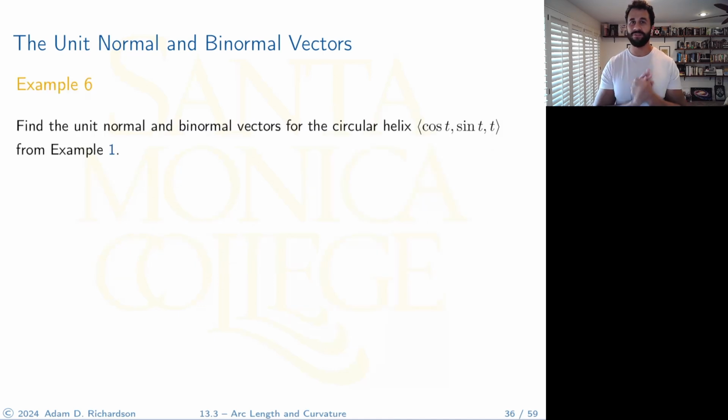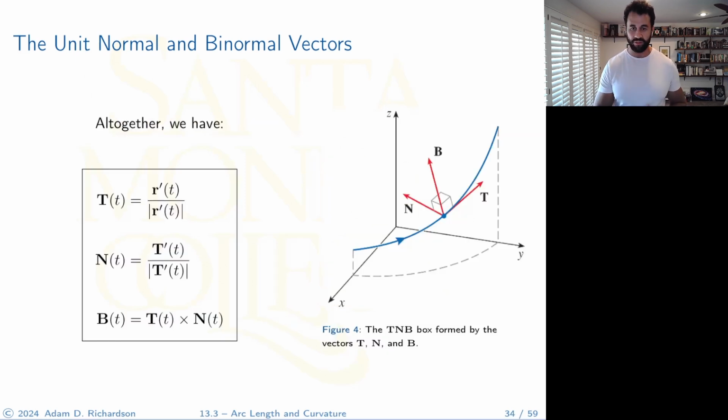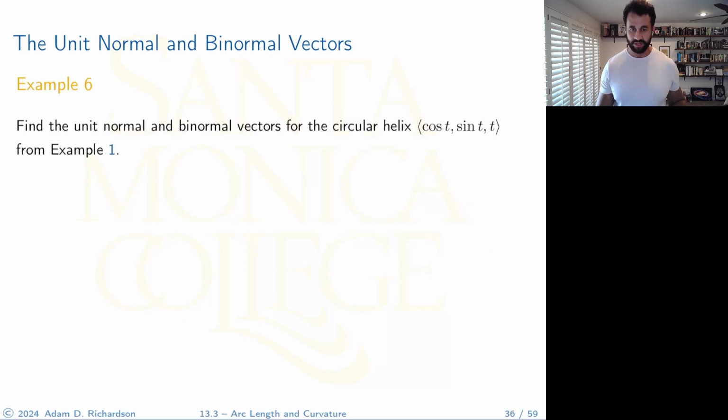This one I want you to try. And remember, you can always go back to slide 34, and that will give you a quick box of those three TNB vectors. So here is the question. Find the unit normal and binormal vectors for the circular helix cosine t, sine t, that we saw in Example 1. Remember, we already found the unit tangent vector, so you can use that result from earlier.